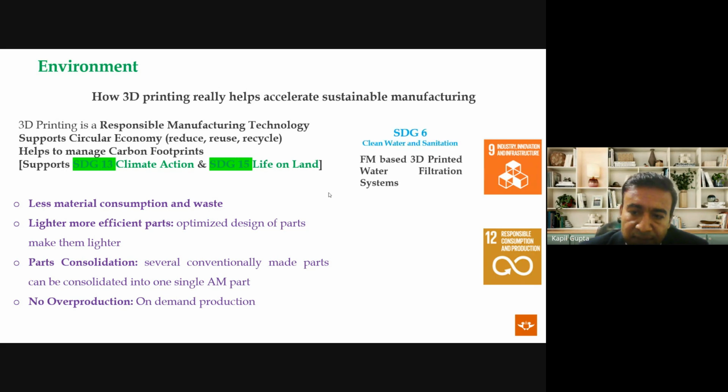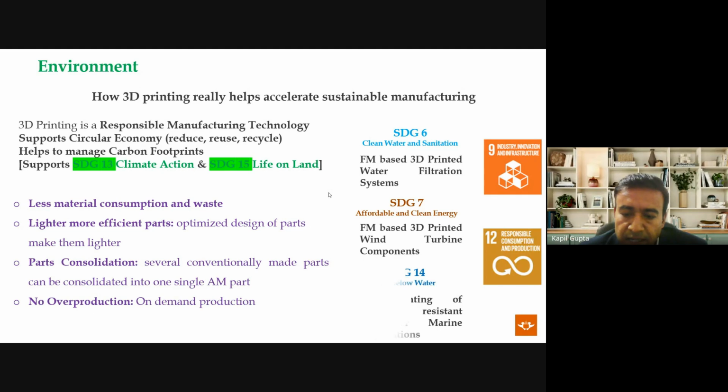Now, goal number 6 can also be supported. Clean water and sanitation, by functional material-based 3D printed objects that can be used for water filtration systems. So these are the clean water and sanitation interventions. SDG 7, affordable and clean energy: functional material-based 3D printed wind turbine blades or other components. It is possible to make them. Even goal number 14, life below water. So 3D printing of corrosion-resistant functional material objects for marine applications is possible. So these are the possible interventions.